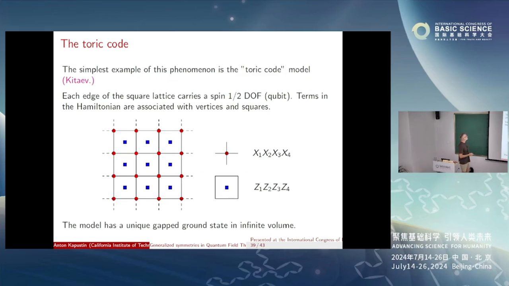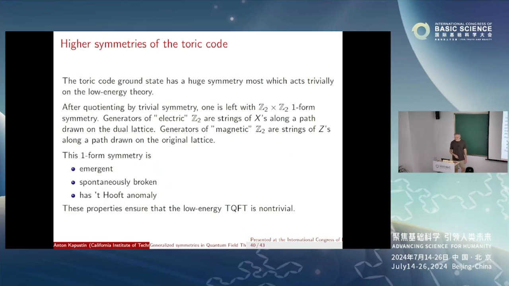The simplest example has been known for years: the toric code model. That's a very simple model on the lattice. On each edge, you have a spin-half degree of freedom, or qubit, and you have two terms in the Hamiltonian: products of Pauli matrices attached to each vertex, like four Pauli matrices according to the four edges, and terms according to plaquettes, the product of all Z Pauli matrices around a particular point on the dual lattice. So this model has a unique gapped ground state in infinite volume, and in fact is described by a topological quantum field theory at low energies.